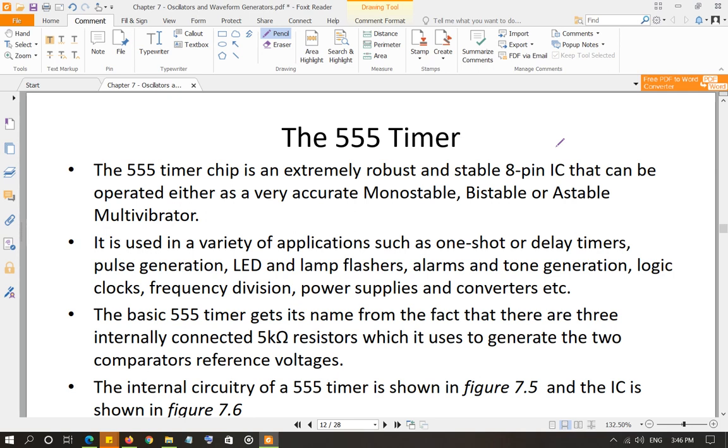So let's discuss the 555 timer and then the multivibrator that we can build with the 555 timer. The 555 timer is an 8-pin IC, very commonly used in timing circuits. Some of the applications are given right over here: one-shots, delay timers, pulse generators, logic clocks, and frequency division circuits, and stuff like that.